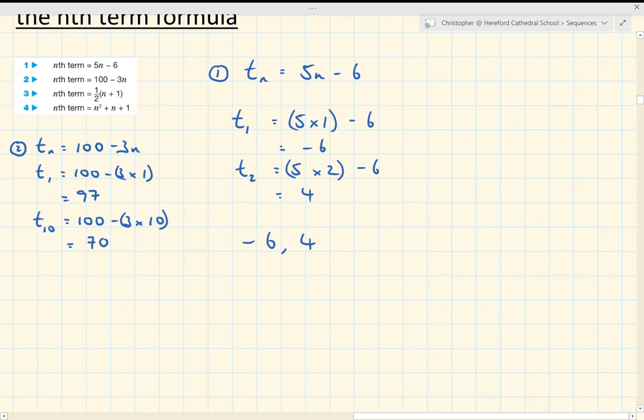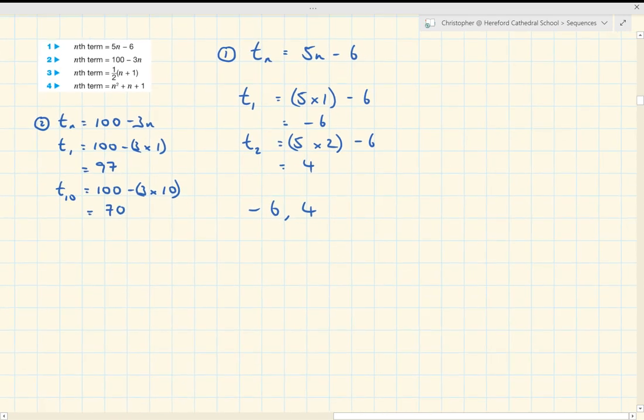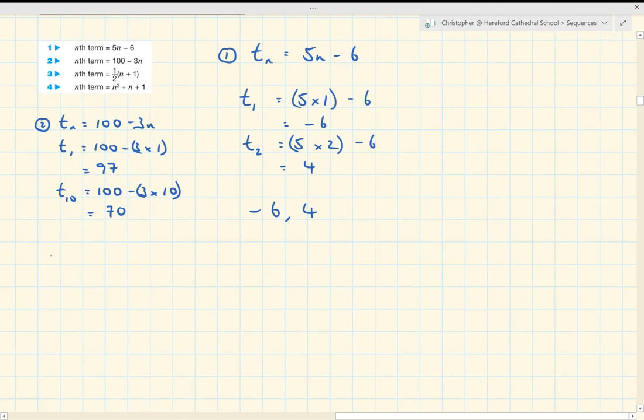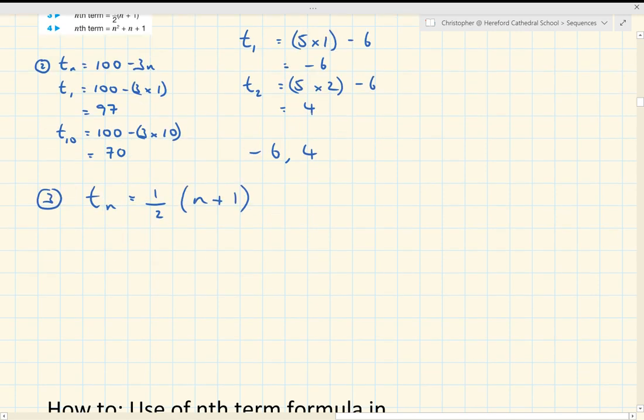Let's have a look at number 3, and you might like to pause the film in a moment or two and have a go at some, and then see if you and I agree. In number 3, the nth term is a half multiplied by n plus 1. So in a moment, I'm going to work out the first term, and I'm going to work out the fifth term. So why don't you pause the film now and do those, and then see if we agree.